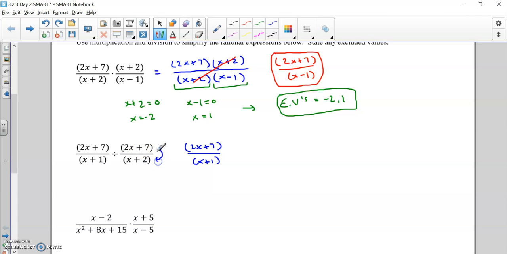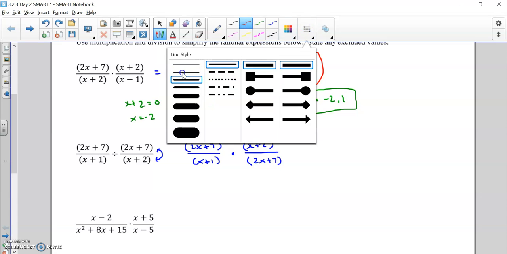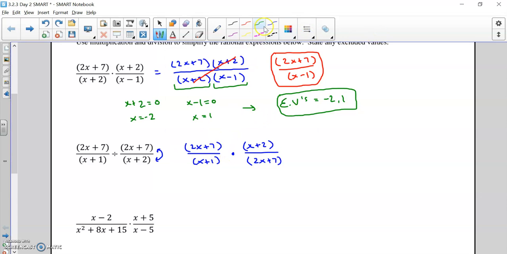We flip the second fraction. So instead of this on top, we're going to put x plus 2 on the top. And then change the division sign to a multiplication sign. Alright, now we just have a regular multiplication problem, and we can start canceling some stuff. And again, the reason for that is if you're multiplying, you really are just like one big giant fraction. Okay, so now we can see that there's a 2x plus 7 on the top and the bottom, so those will cancel, and we will be left with x plus 2 over x plus 1.